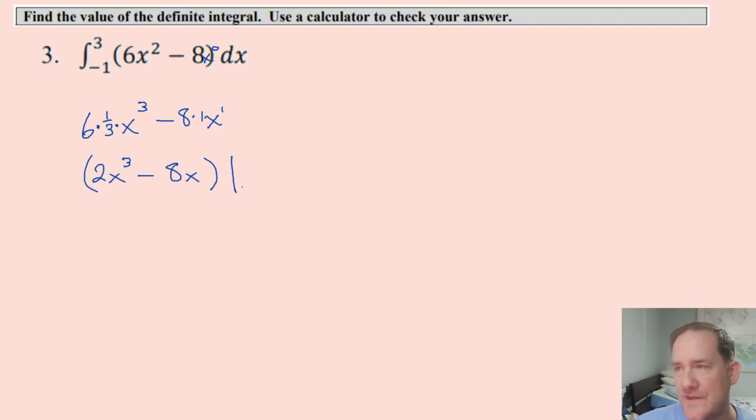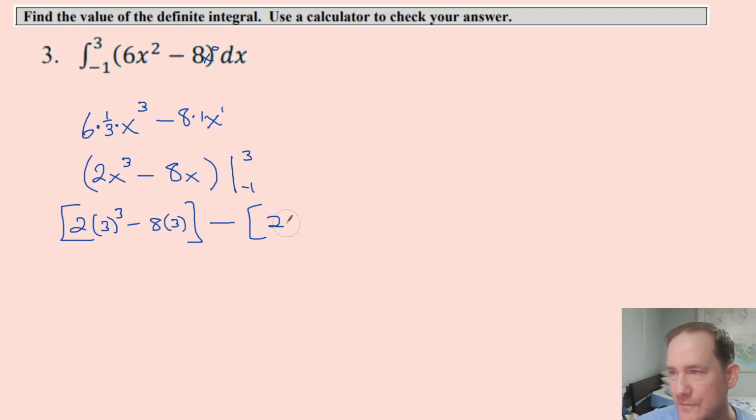We want to evaluate that from negative 1 to 3. And that means substituting in 3. So you get 2 times 3 cubed, minus 8 times 3. Now that's only the first bit. That's what we get when we plug in the 3. Now we subtract what we get when we plug in the negative 1. So that's 2 times negative 1 cubed, minus 8 times negative 1. Now just evaluate this. That's 27 doubled, so 54. Take away 24.